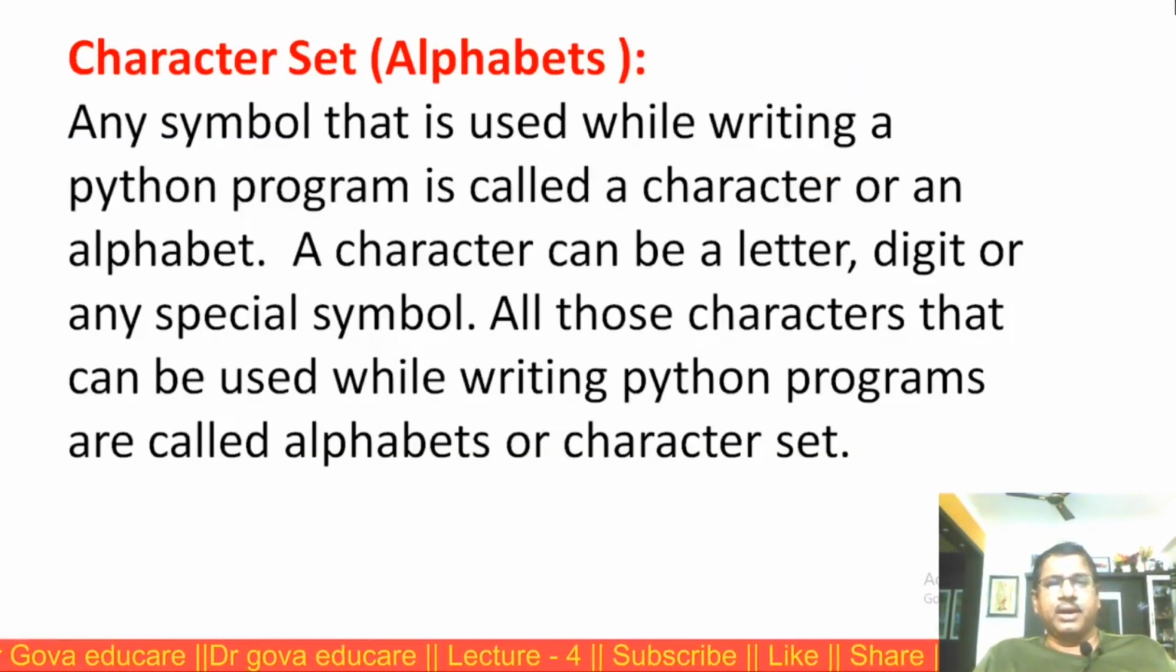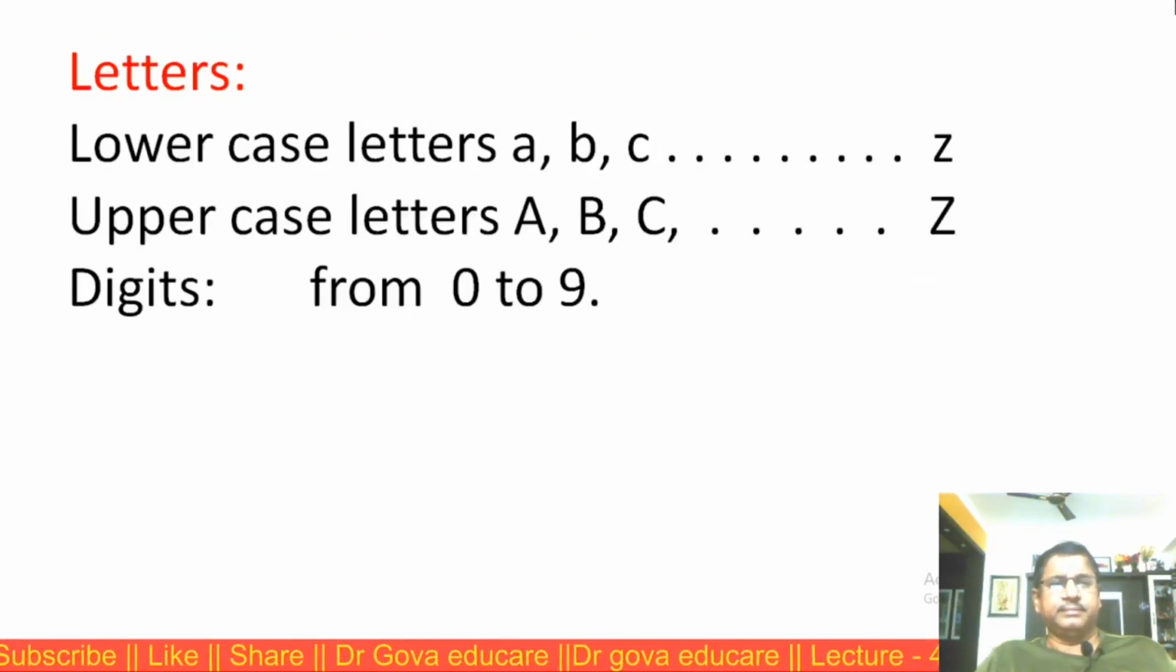Character set or alphabets. Any symbol that is used while writing a Python program is called a character or an alphabet. A character can be a letter, digit, or any special symbol. All those characters that can be used while writing Python programs are called alphabets or character set. Letters: lowercase letters, small a, b, c and so on, z. Uppercase letters, capital A, B, C and so on, Z. Digits from 0 to 9.